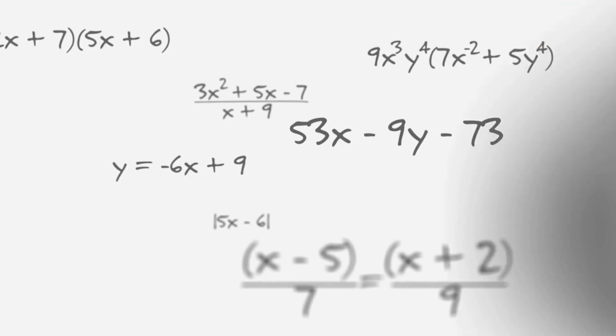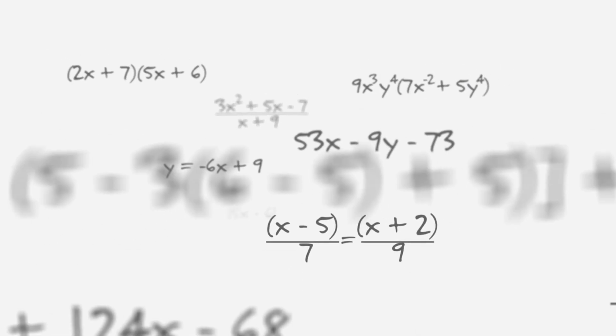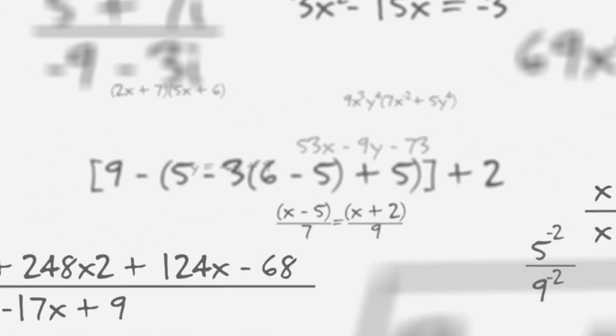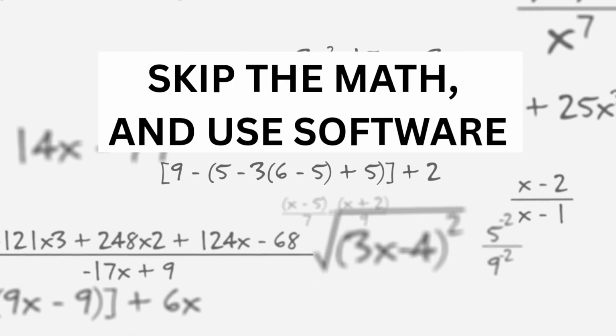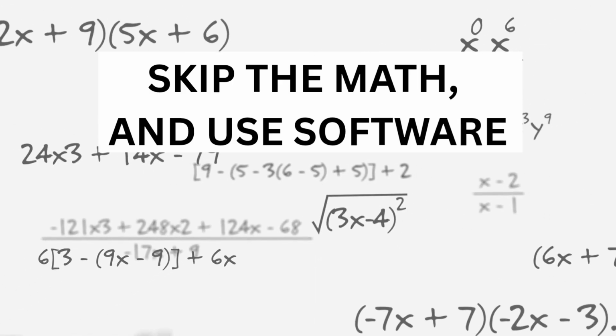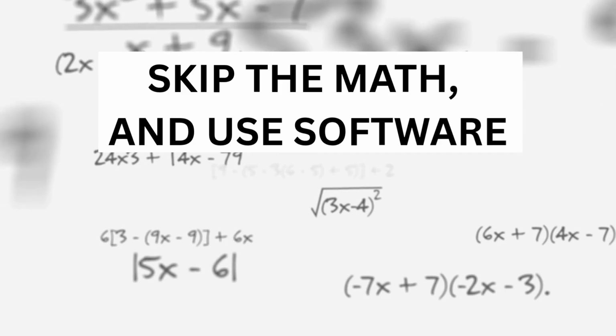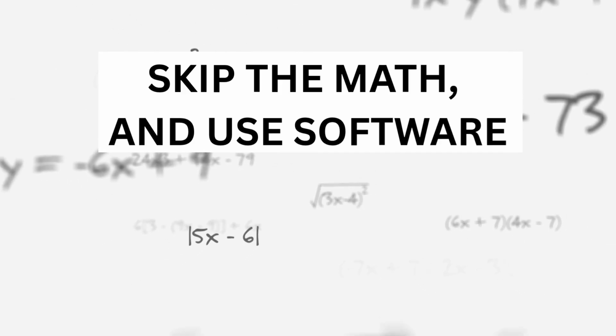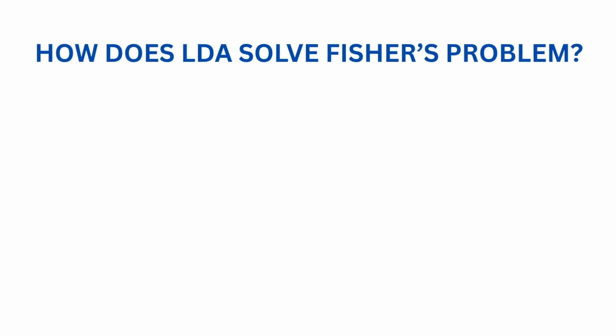Now, I'm not going to derive LDA mathematically here. We'll just use software for the computations. This is because we've got a much more interesting question. What does LDA actually accomplish on the iris dataset? So now we go to the heart of the matter. How does LDA actually solve Fisher's problem?